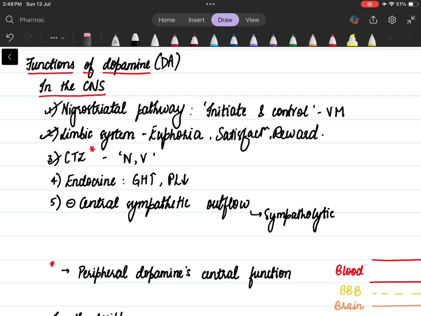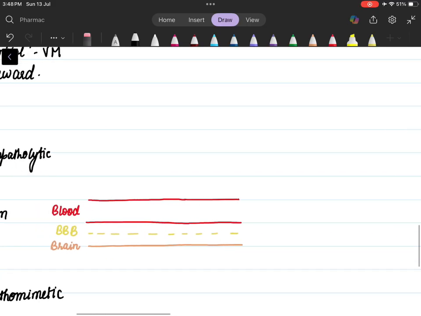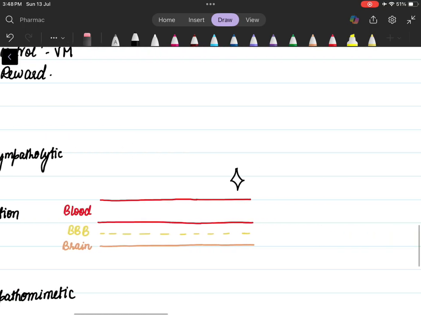Next, in the chemoreceptor trigger zone, it produces nausea and vomiting. So the CTZ, as you know, is situated in the base of fourth ventricle. But I've put a star for this because peripheral dopamine's central action. What I mean by that is, we have the chemoreceptor trigger zone at the floor of fourth ventricle and you have dopamine in the bloodstream.